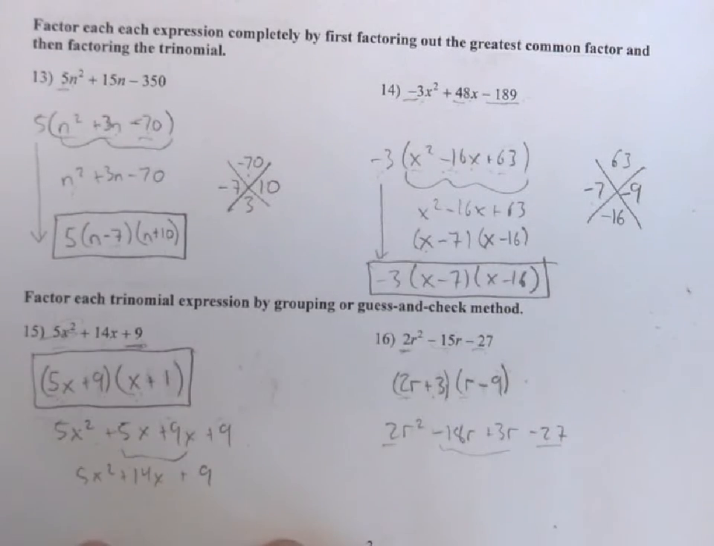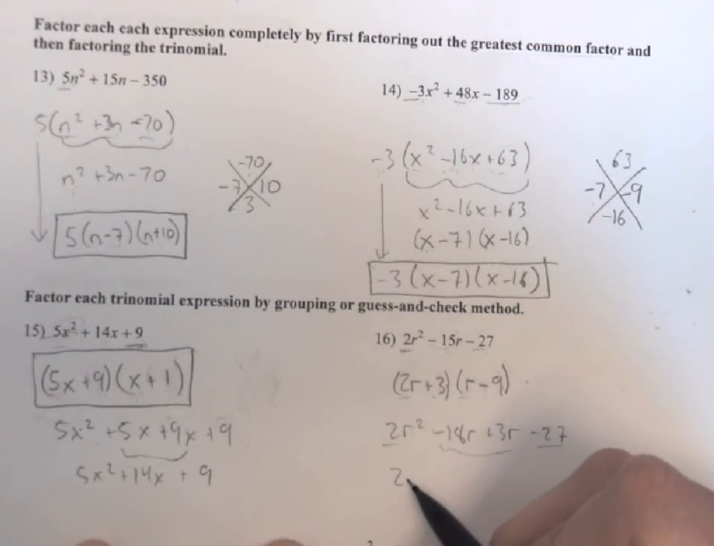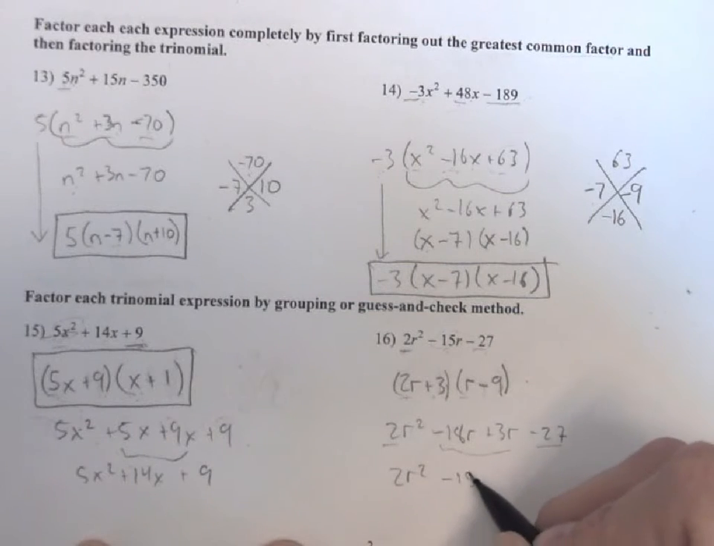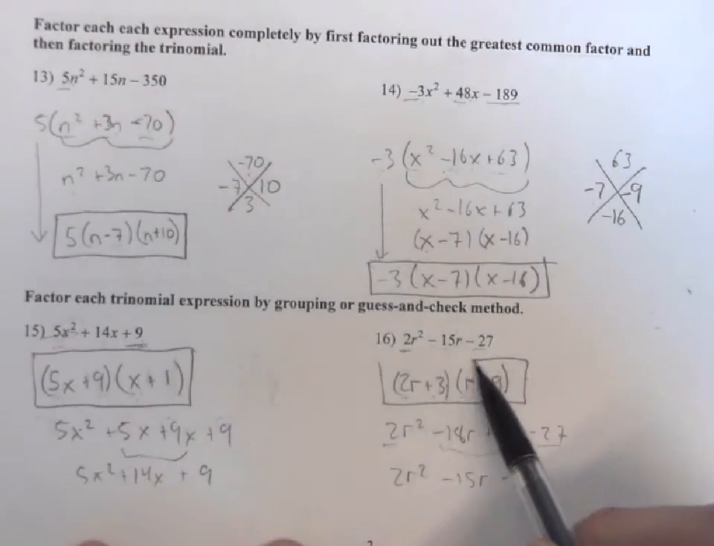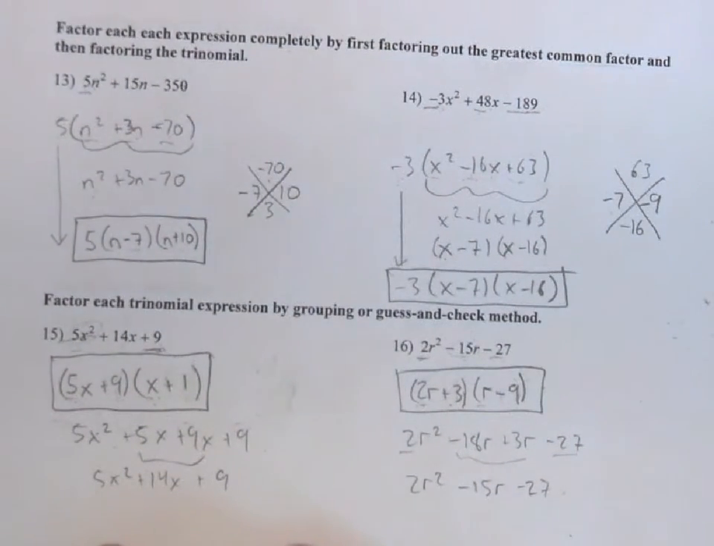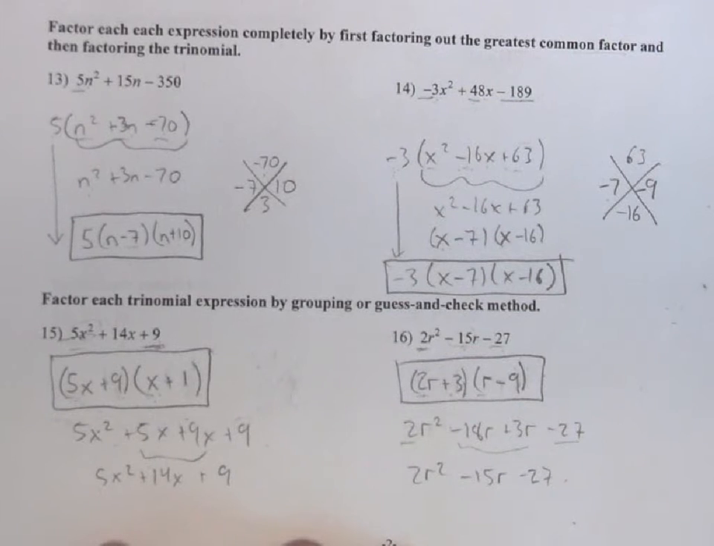Negative 15r. Awesome, so that's what I wanted. This is going to give me 2r squared minus 15r minus 27. Awesome, that's what I wanted. So this isn't my answer, this is just my check. This is my answer, this is the right thing. I picked the right numbers to go in here to actually figure out what I needed.